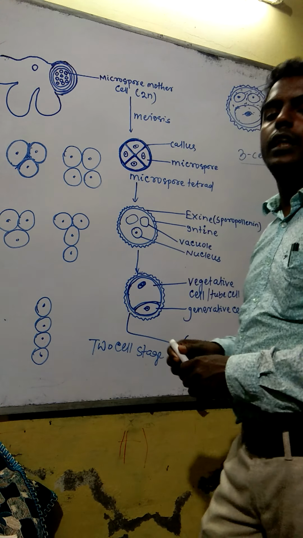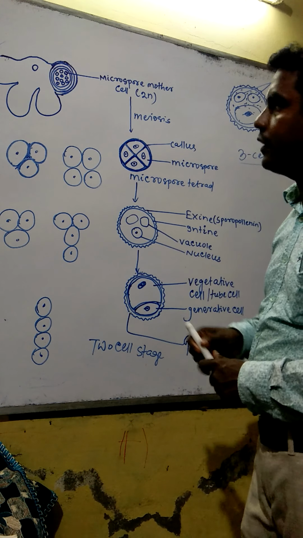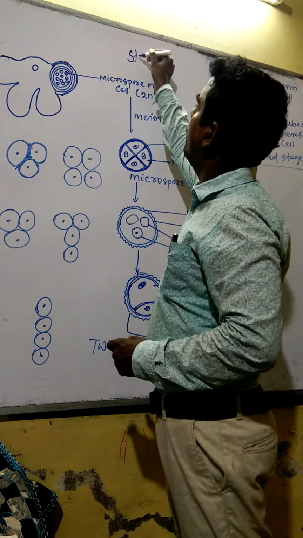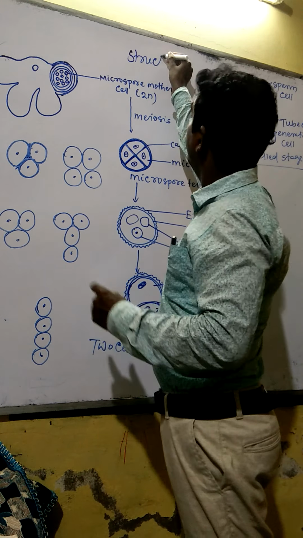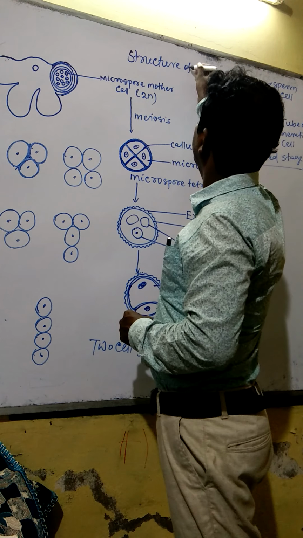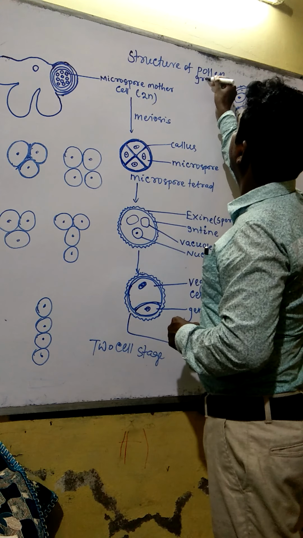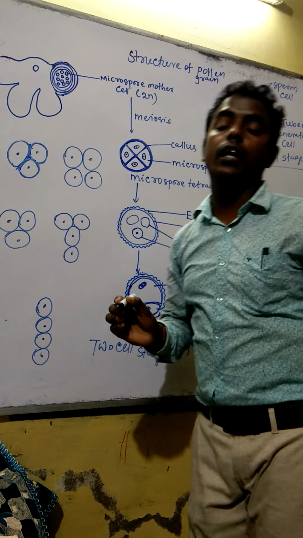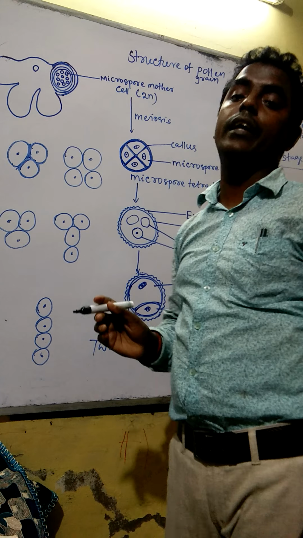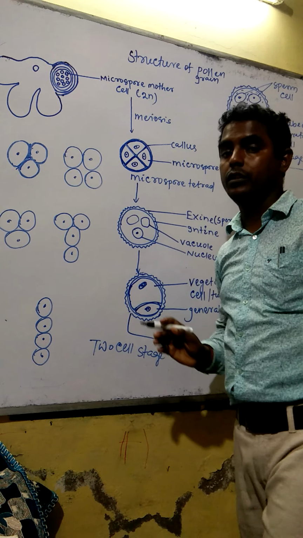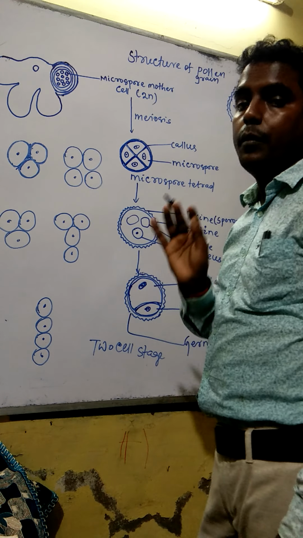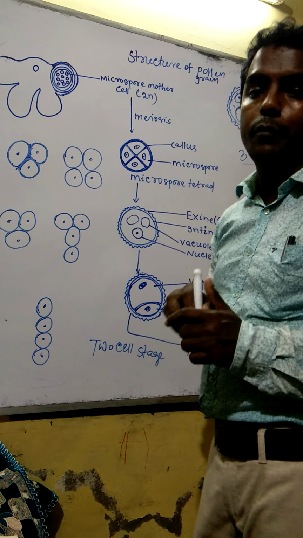Now we will discuss the structure of pollen grain. Pollen grain is otherwise known as male gametophyte. Important: which is known as male gametophyte? Pollen grain is known as male gametophyte.